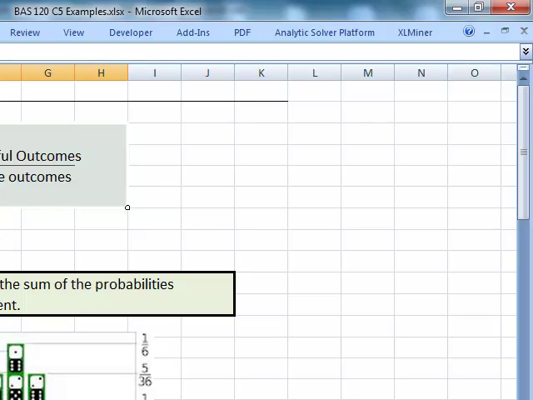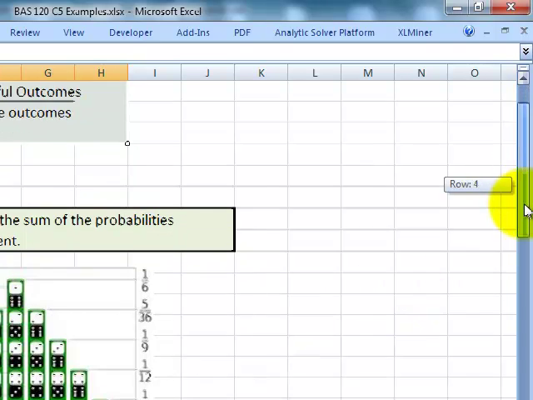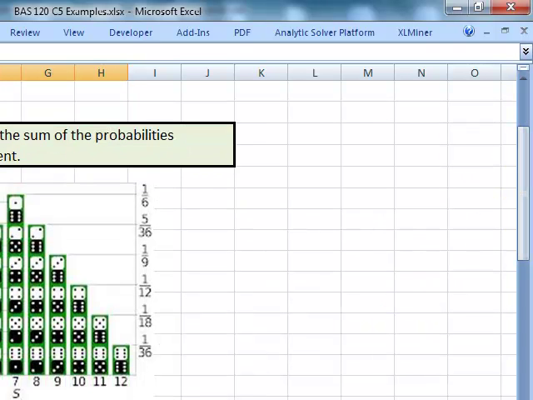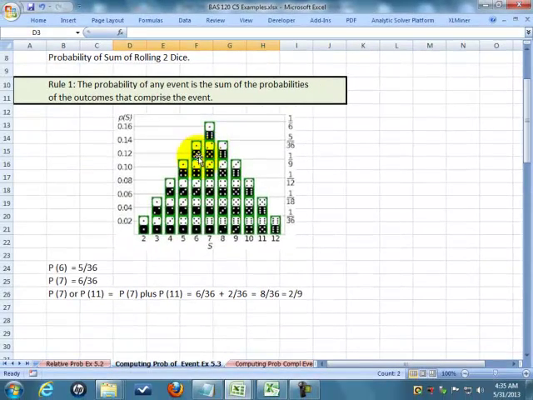So rule number one is the probability of any event is the sum of the probabilities of the outcomes that comprise the event. This sounds complicated, but it's relatively straightforward. So let's put down here the probability of us getting a sum of 6. Well, you can notice there's 5 ways I can get a 6. You can see 5, 1, 4, 2, etc. So it's 5 out of the total number of possible ways, 36. Probability of getting a 7 is a little different because there's 6 successful ways I can get a 7.